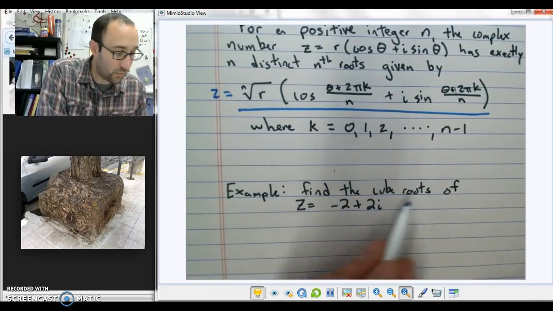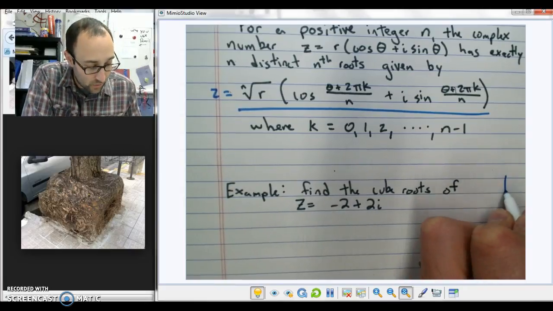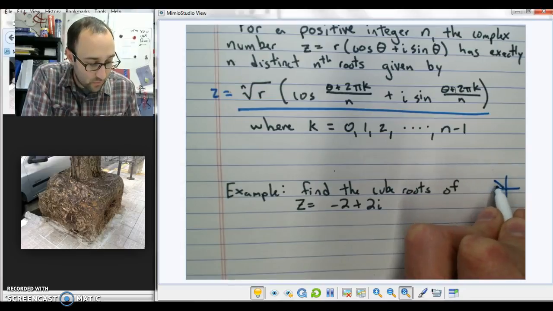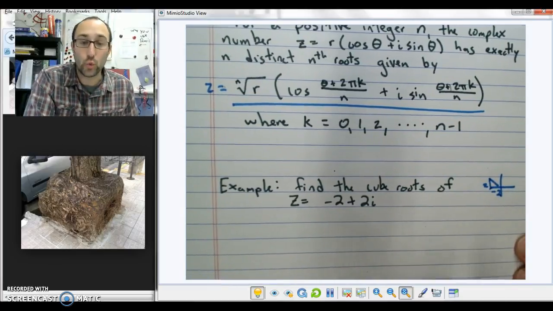So it says find the cube roots of z equals negative 2 plus 2i. So I'm going to do real quick, I'm just going to graph it so I know where it is. Negative 2 to the left, up 2. It's going to be right here. So I know it's going to be in quadrant number 2.